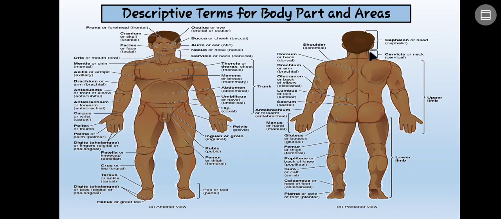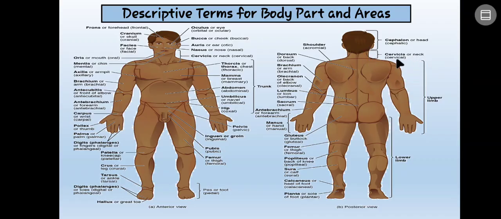We have the cephalic, the head. From this region to this region, we refer to as the cephalic region. The shoulder is also called acromial region. The shoulder region, we call it in anatomy acromial region. And then the neck region, we call it the cervical region. So when you hear cervical in anatomy and physiology, it means that thing is related to the neck.